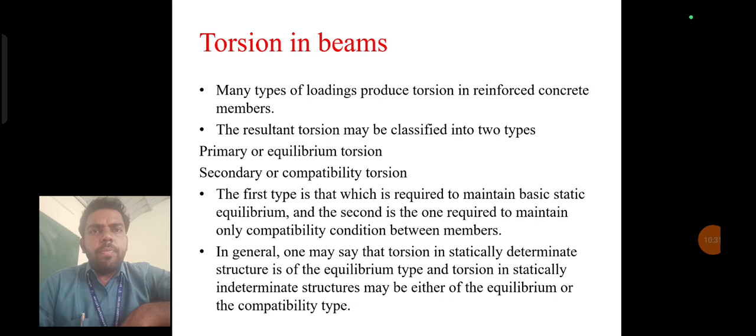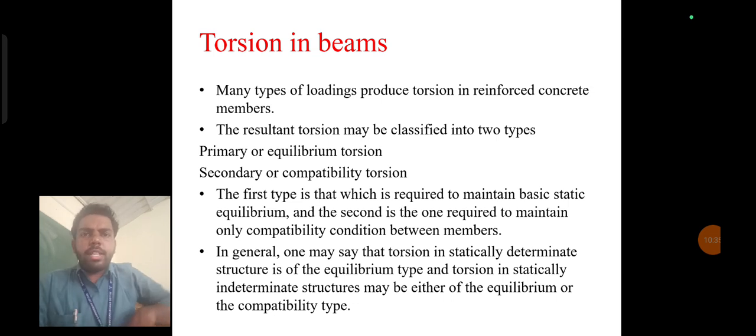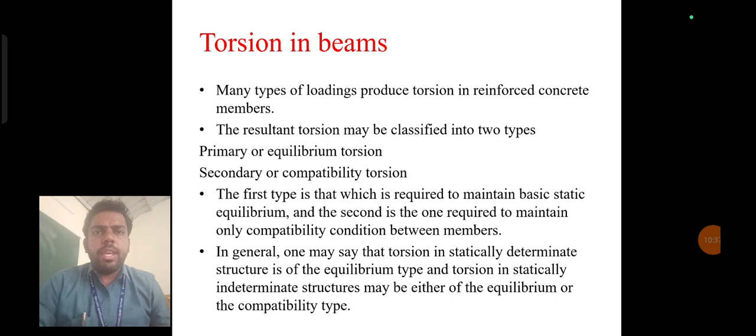Next, coming to torsion in beams. In beams, torsion is generally applied. It is very common in nature. Torsion means one side is fixed and the other side is twisting about the longitudinal axis. The torsion will be applied at that particular location. While torsion is applied on the beam, the beam can collapse totally without warning in that scenario.